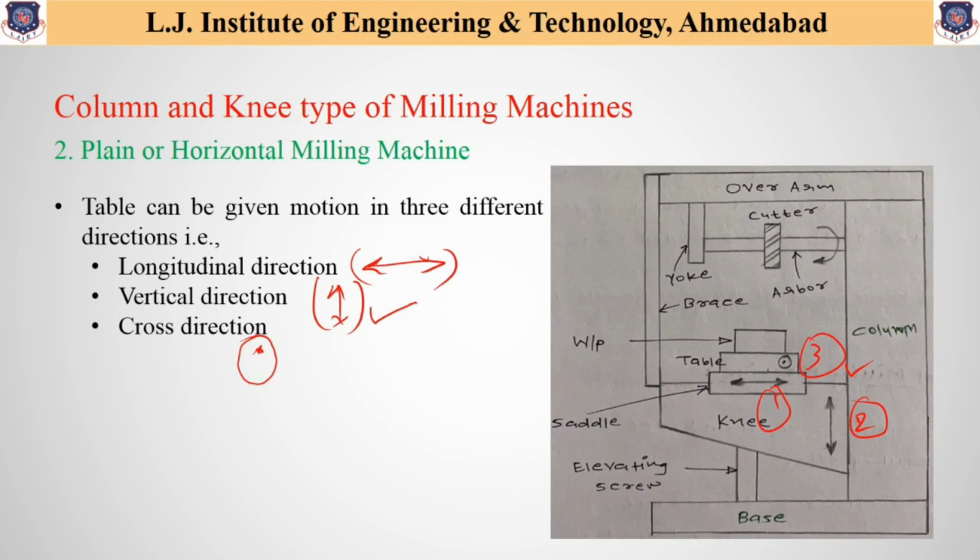All these directions are also necessary to show in the exam, because from this figure only one can understand the movements available in this horizontal milling machine. So I hope it is clear to you the different parts available in column and knee type milling machines, and the extra parts available in the horizontal milling machine, that are the arbor, yoke, and brace.